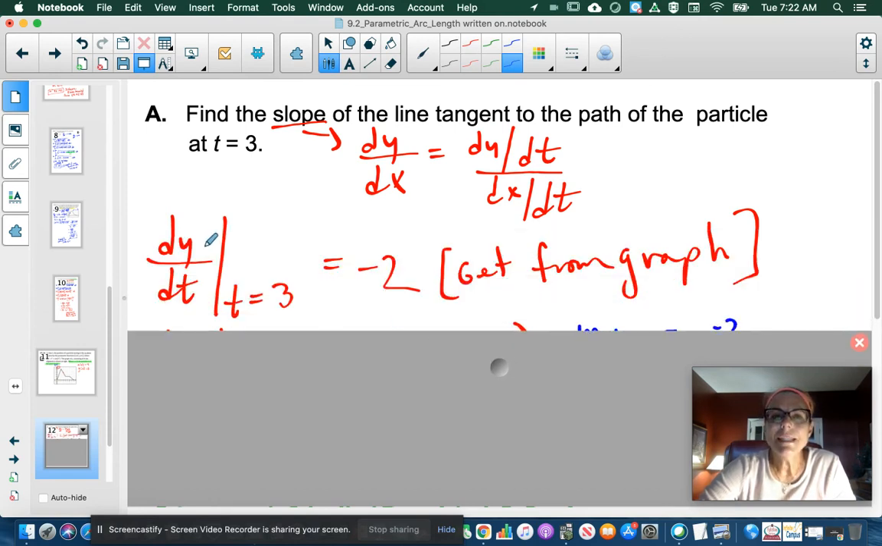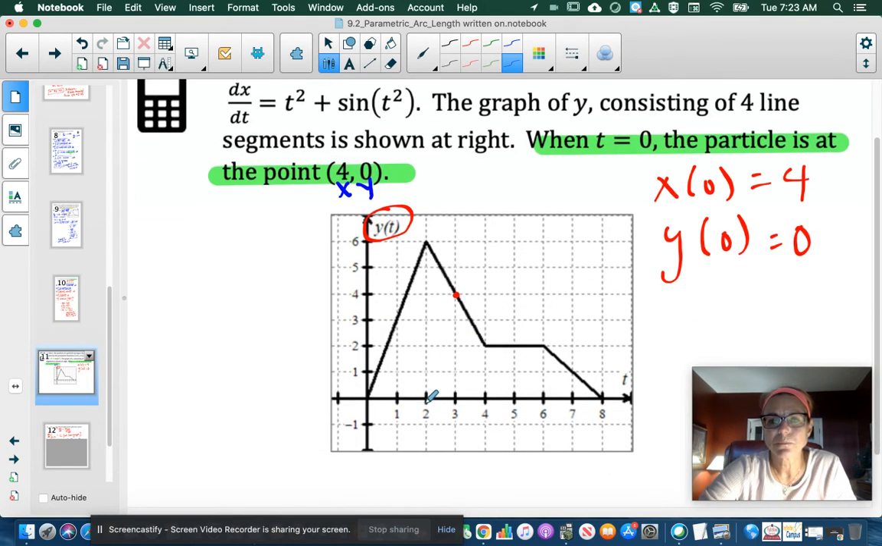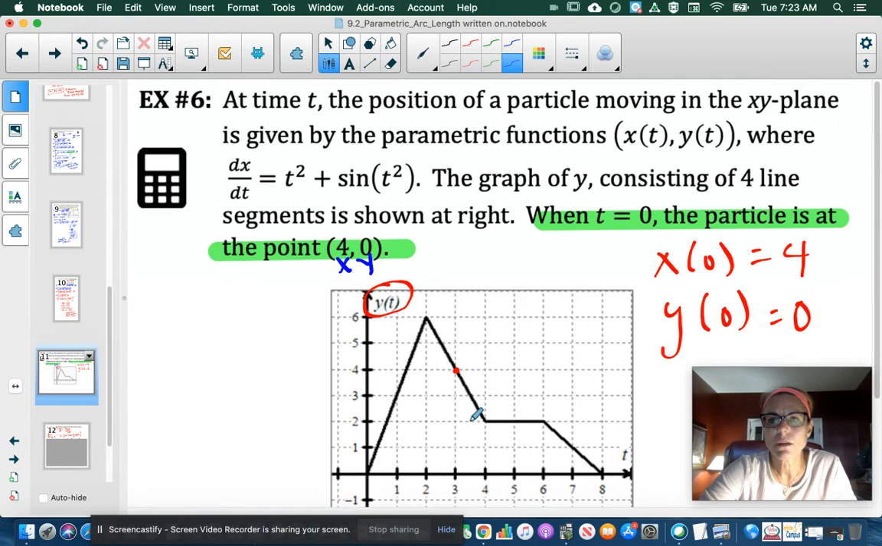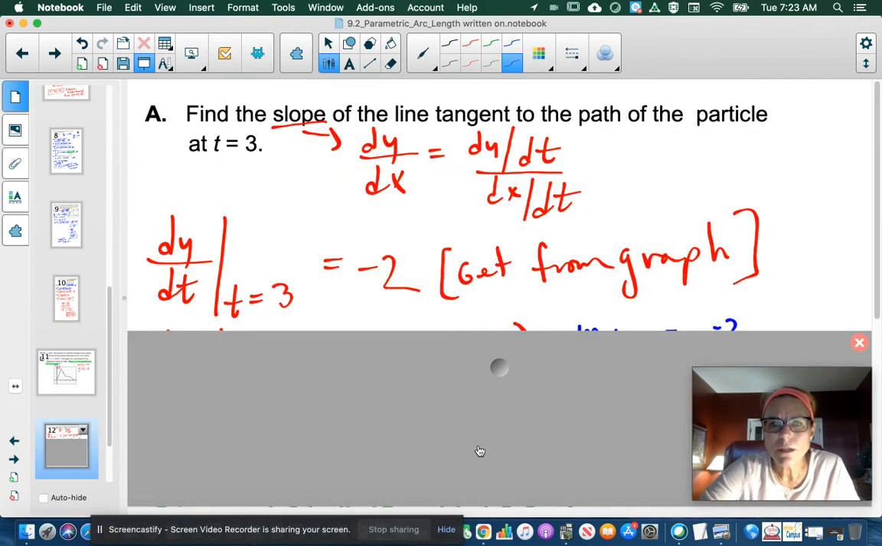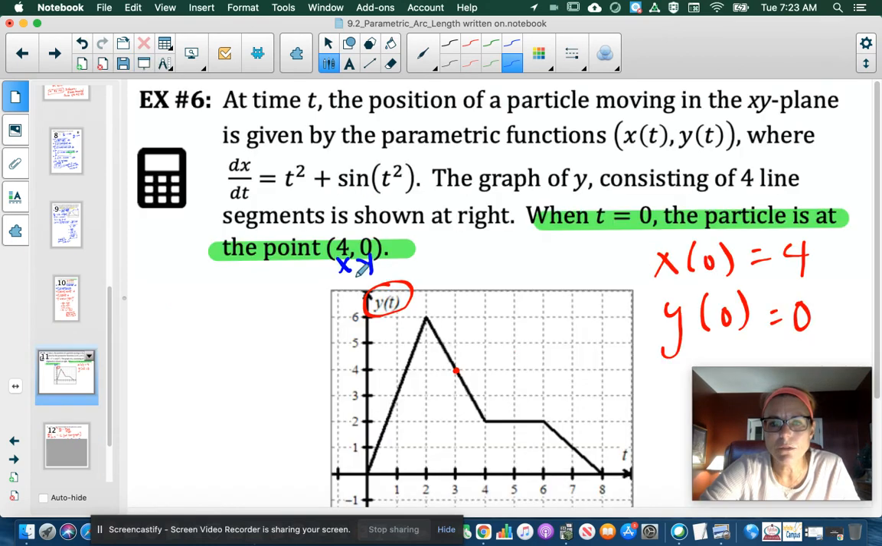So dy/dt, I can get from the graph. Let's go back and look at that. All right, so if I look here, when t is 3, that's why I'm going to 3, and I go up to the graph, there's my point. Well, the slope there, I can use what I know about rise over run. If I start up here, I go down to the right one. Again, down to the right one. The slope of this line segment is -2.